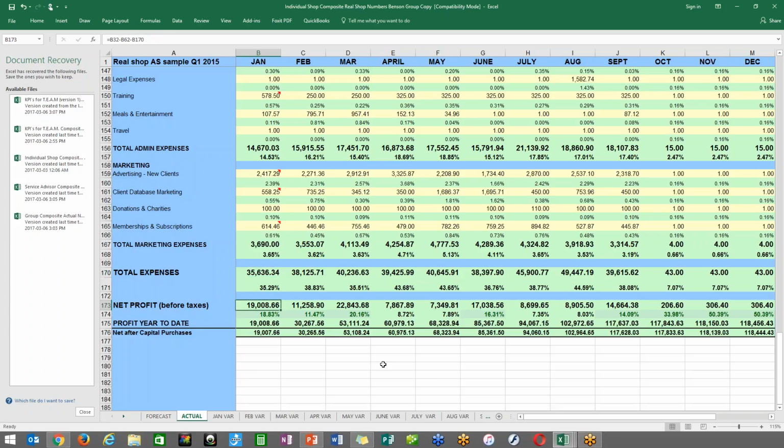Then it shows the net profit in dollars for the month, or 18.83%. He's doing pretty good. The benchmark is 20. We've covered that in previous training. So he's doing pretty close to that. And then the profit for that month was that same amount, 19,000.